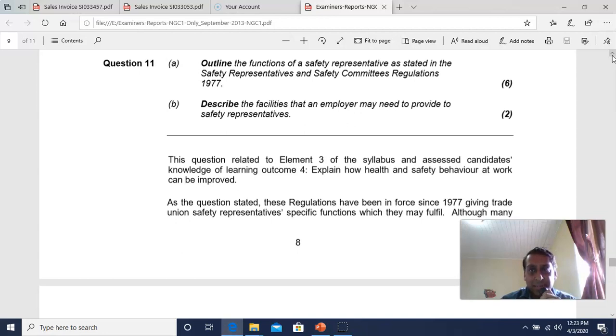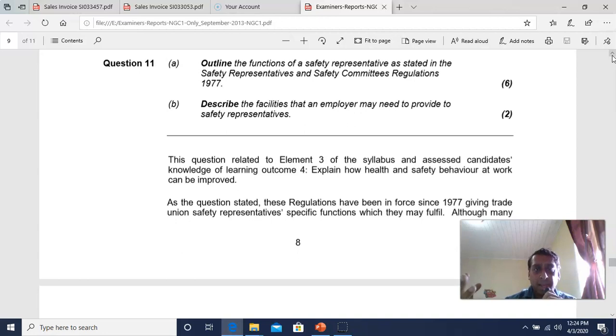So this is what I had on this slide, right? This is 6 possible answers. You could write 6 possible lines, and I say lines because an outline is about 2 lines long anyway. So you want to talk about things that the functions would be, to investigate hazards, hazardous situations, etc., to carry out an accident investigation. Those would have been the functions of the safety representative as stated in the regulation, right? So 6 of those would actually work.